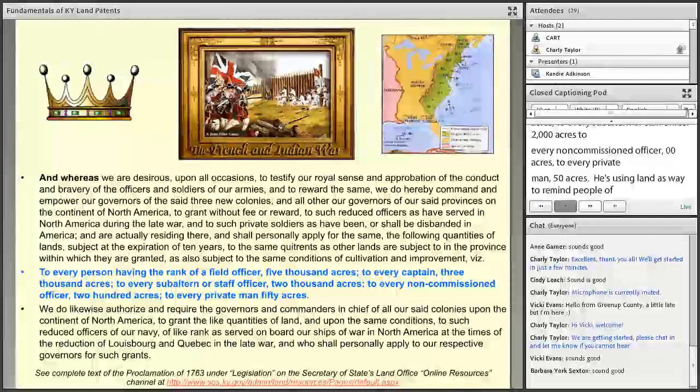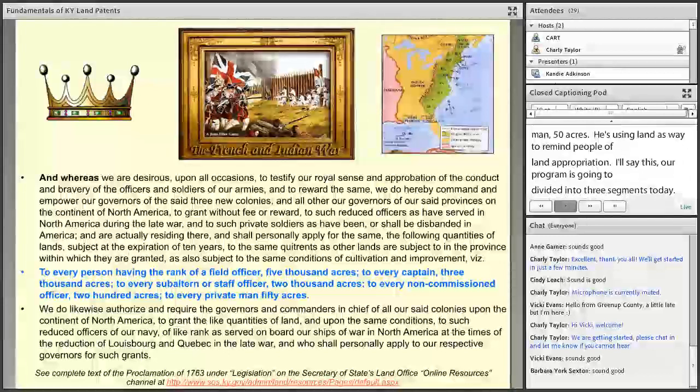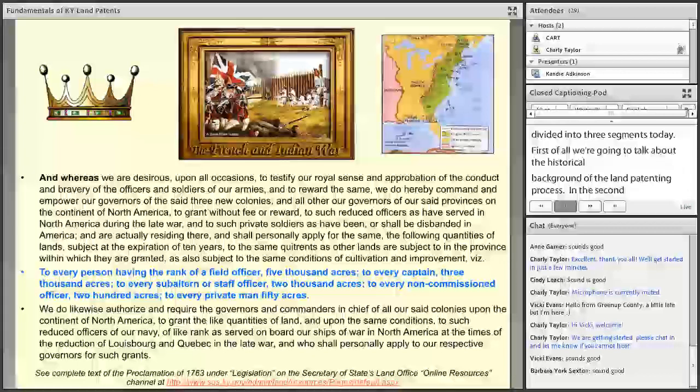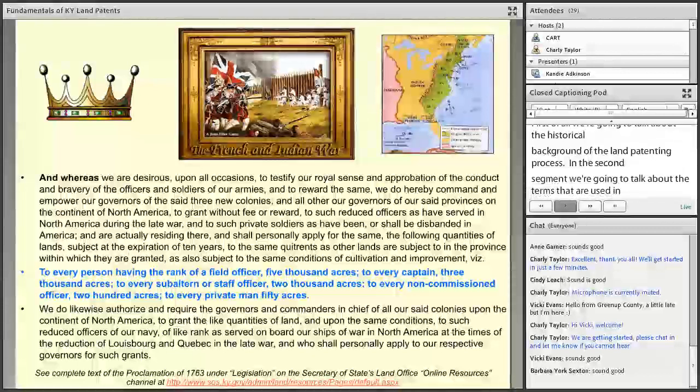Our program is going to be divided into three segments today. First of all, we're going to talk about the historical background of the land patenting process. In the second segment, we're going to talk about the terms that are used in land patenting. What is a warrant? What is an assignee? Some of the more popular questions that we've fielded over the years. And in the third segment, we're going to talk about research techniques.